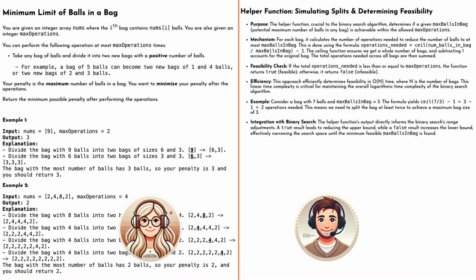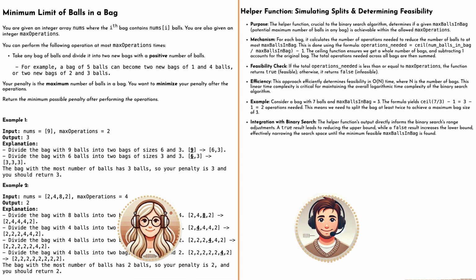Okay, so we left off with this idea of a helper function that simulates the splitting process. Can you walk me through how it actually figures out if a given maximum, our penalty, is achievable? Yeah. So imagine the helper function takes that penalty and goes through each bag, one by one. Okay, so it's examining each bag individually. Exactly. And for each bag, it figures out how many splits we would need to get all the balls in this bag down to, at most, the penalty size.